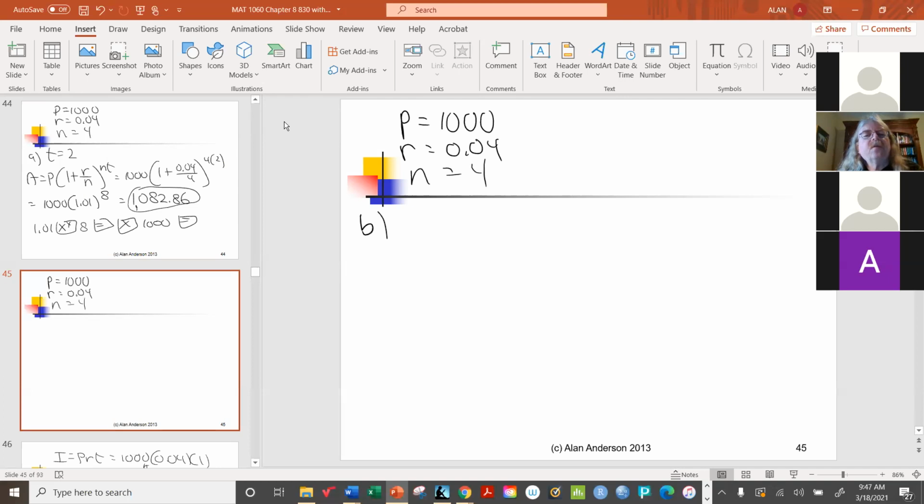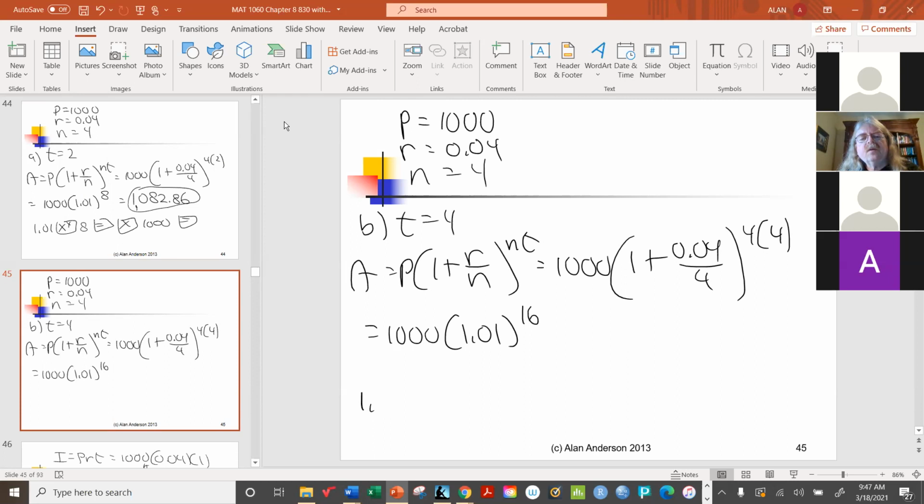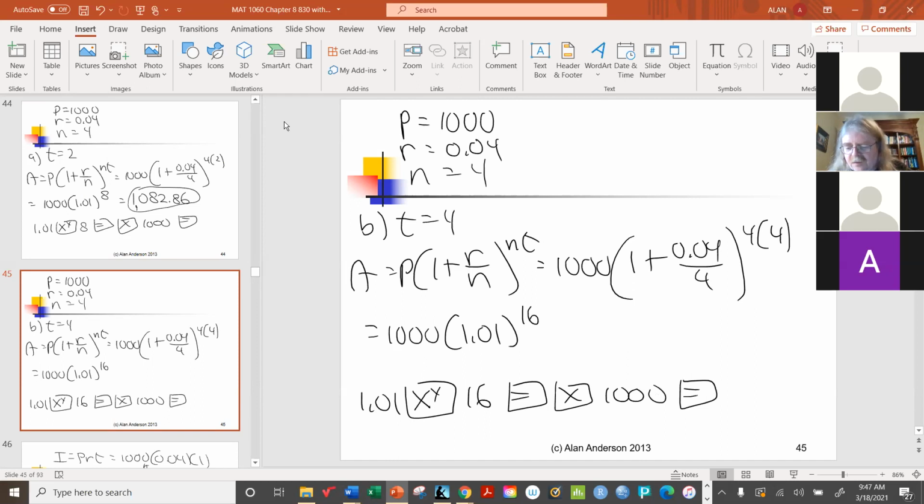Okay, so this time we changed the time to 4 years. Again, we're keeping this part constant. What's changing is the T. So this time we have 1,000 times 1.01 to the 16th power, which on your calculator is 1.01 exponent 16 equals times 1,000 equals. And so if you go through all those steps, you should have 1172.58 when you round it to dollars and cents. Perfect.